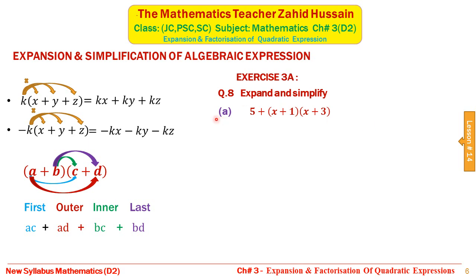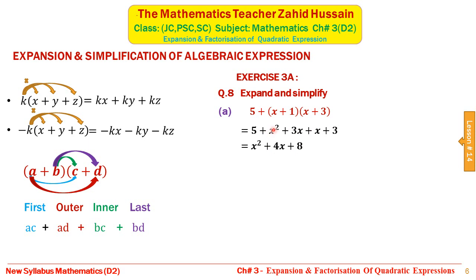Question number 8, its A part is, this expression has two terms. One is 5 and other is this term which has two brackets. So this will be written as it is, and we will remove brackets from this term, and we will get 5 as it is, plus sign, then x multiplied by x is x square, x multiplied by 3 is 3x, 1 multiplied by x is x, and 1 multiplied by 3 is 3. Now we will rearrange and get the answer.